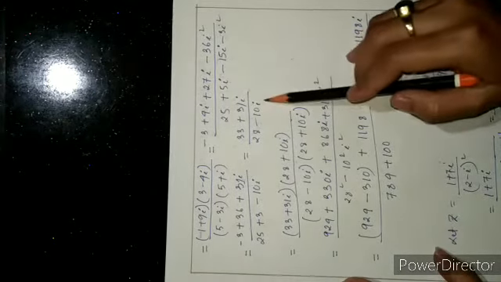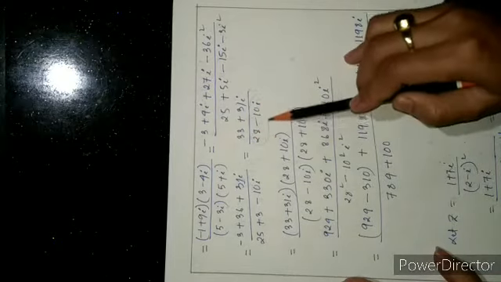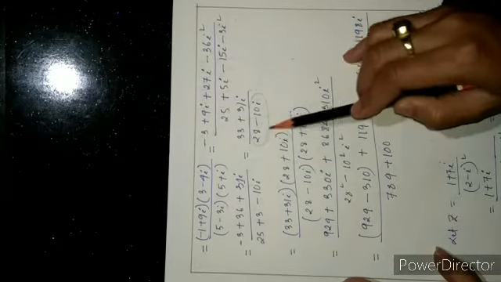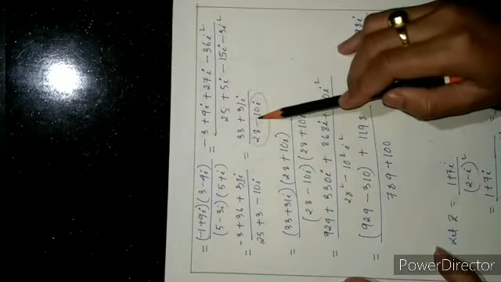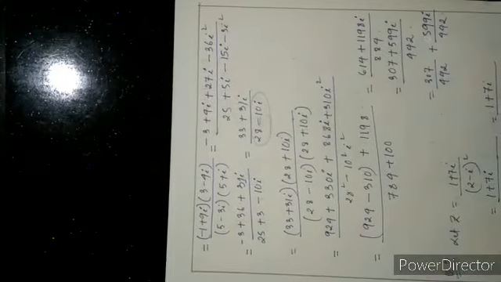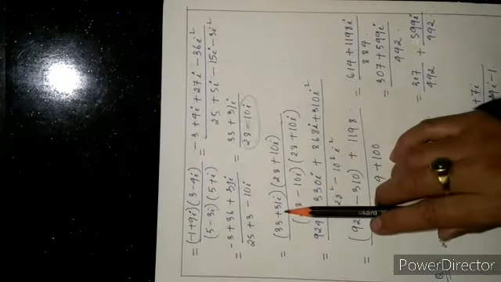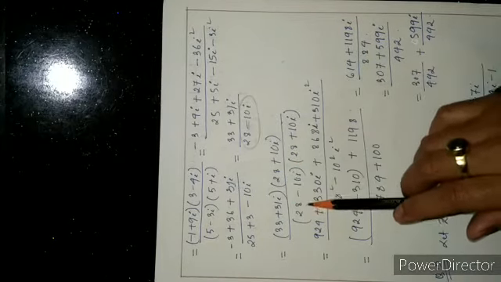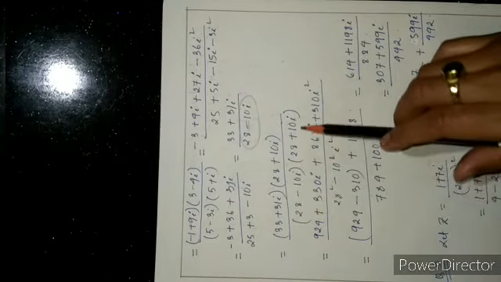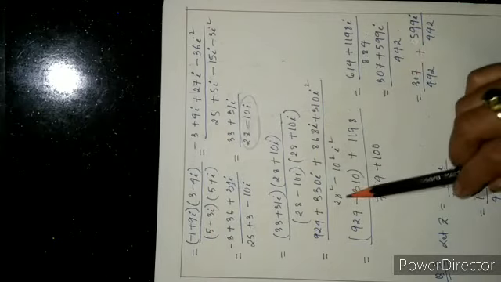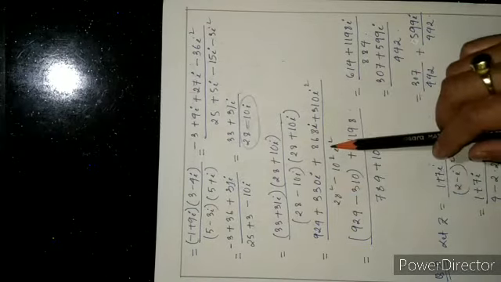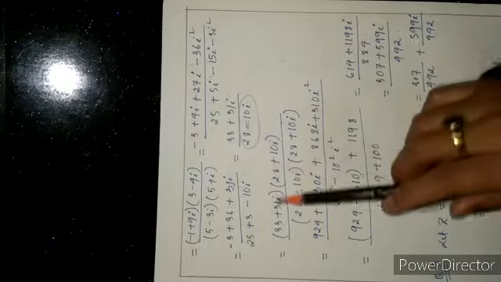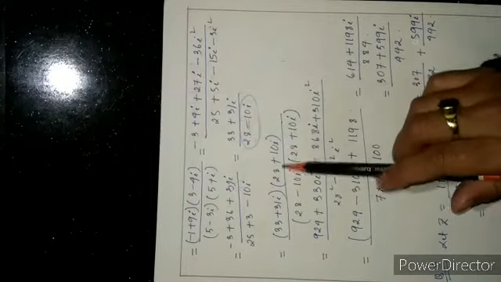Now rationalize the complex number in the denominator. To rationalize the denominator, change the minus to plus and multiply: 33 plus 31i, 28 plus 10i, divided by 28 minus 10i, 28 plus 10i. The denominator is in the form a square minus b square. To find the product of these two complex numbers.